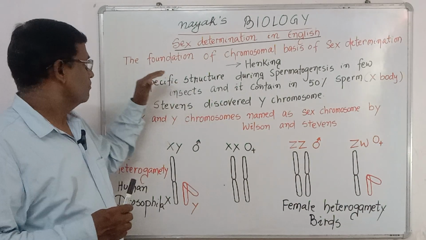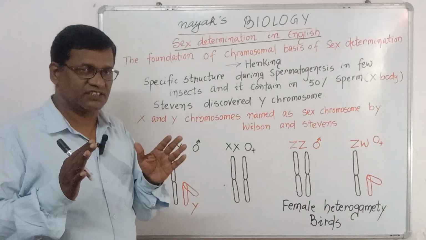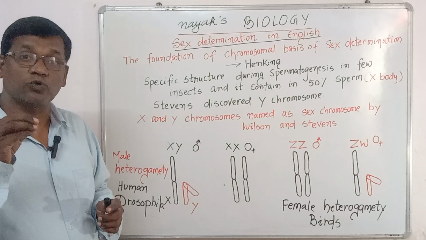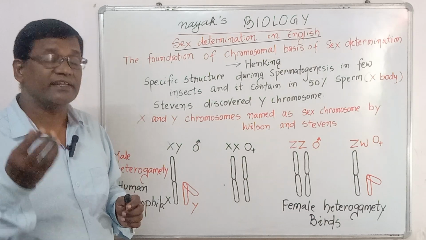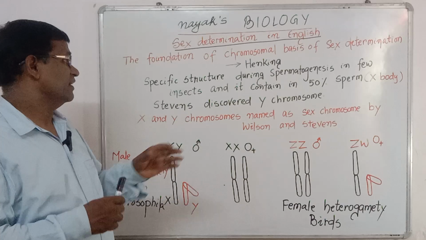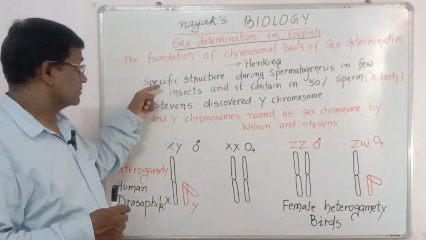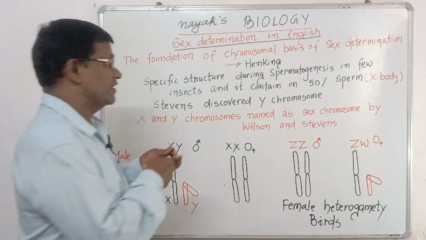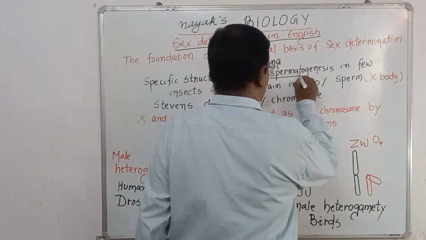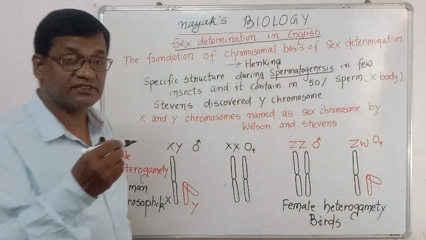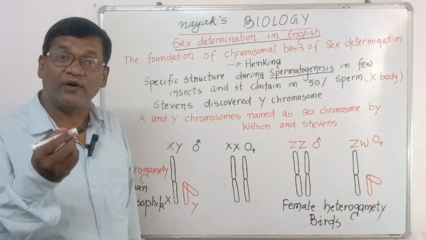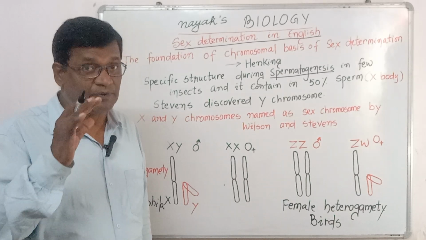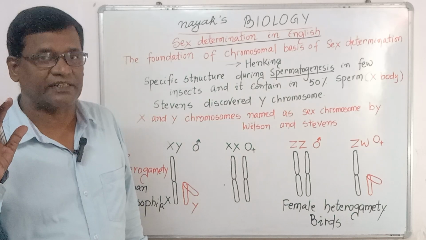The foundation of the chromosomal basis of sex determination was given by Henking. He is the first person who told about this. Before that, we had no idea about it. He observed a specific structure during spermatogenesis. What is the meaning of spermatogenesis? The formation of sperm. When some insects formed sperm, he found that 50% of the sperm have a particular body, whereas the other 50% don't contain that particular body.